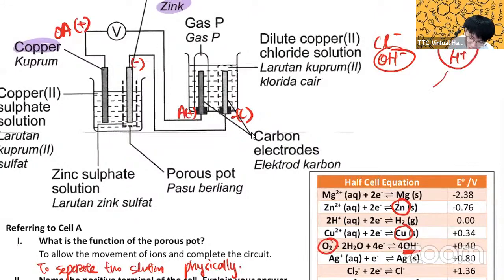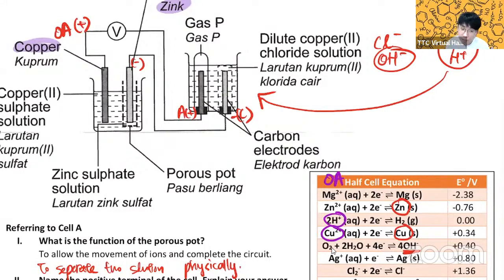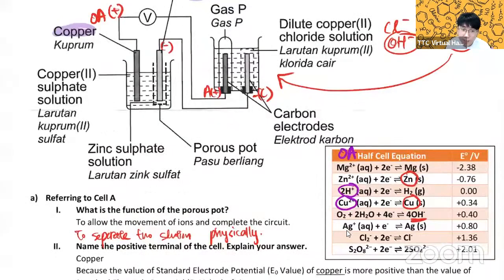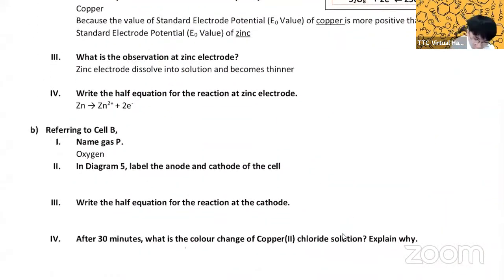So which one should I choose? The stronger one. Checking Cu2+ and H+, these are oxidizing agents. Who is the stronger oxidizing agent? The bottom one, Cu2+. So you select Cu2+, and your equation should be Cu2+ plus 2e becomes Cu.